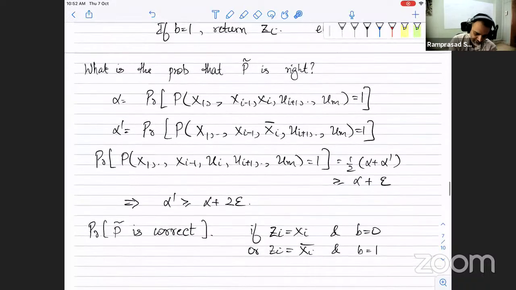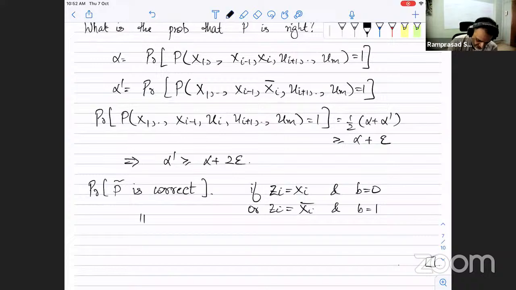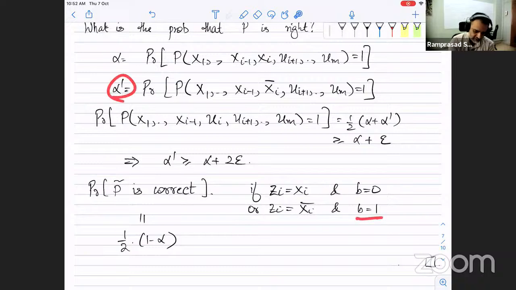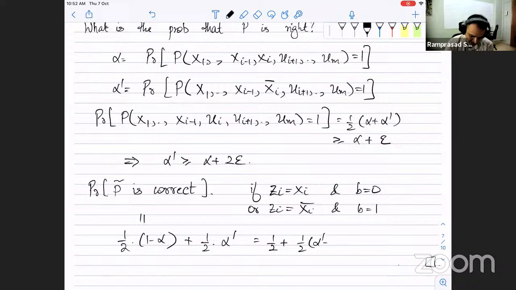Right? So the probability that this guy accepts is half. Suppose it was the case that Zi equal to Xi. What is the probability of me outputting 0? Well, the probability of me outputting 1 was alpha. So this has to be 1 minus alpha. Now the next thing is, if Zi is equal to Xi bar, the probability of me outputting a 1 is exactly alpha prime. Okay, so this is just going to be half plus half into alpha prime minus alpha, which we know is at least 2 epsilon. This means this is at least half plus epsilon.